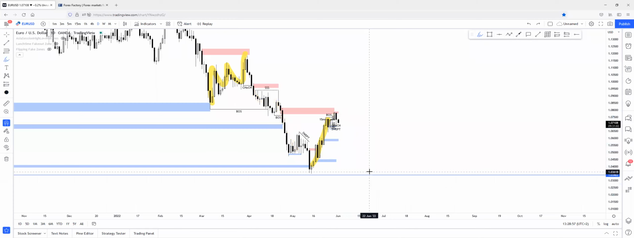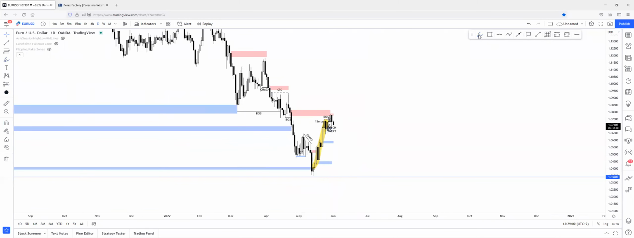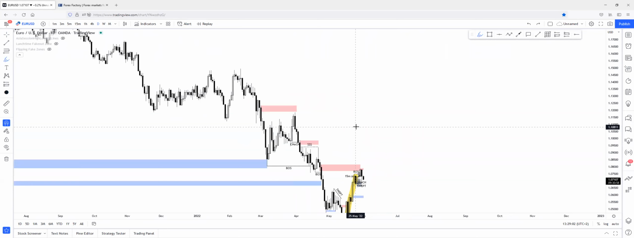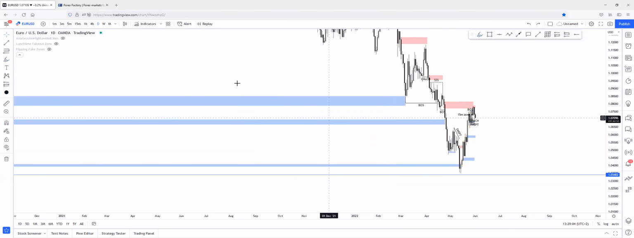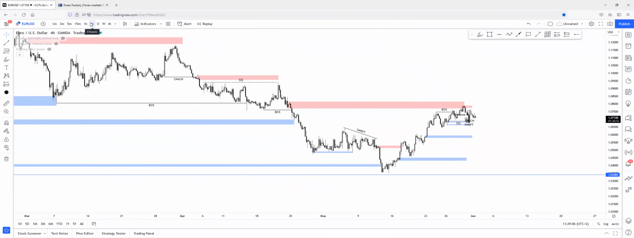This is what the structure looks like. I'm still expecting the break of this weekly low point right here. I'm still expecting the bearish continuation to the downside. But this is the future. We can't really predict the future. We just have to take care about the present.